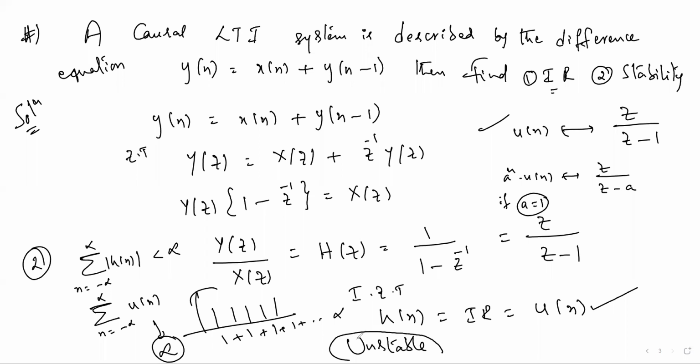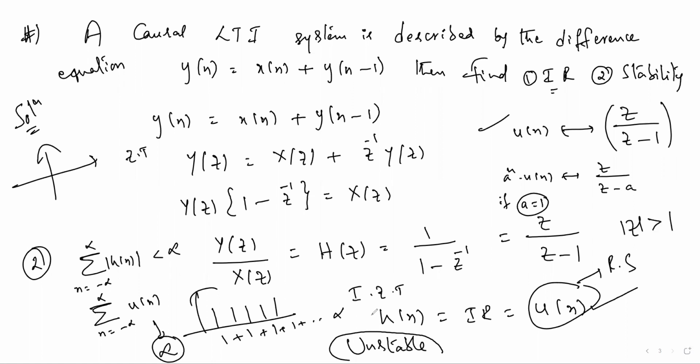By using ROC, how can you determine this? What is the ROC of this function? This is u of n, and this is z upon z minus 1. This is a right-sided signal. So mod z greater than 1. The pole is at 1, and the ROC is the exterior of the unit circle.